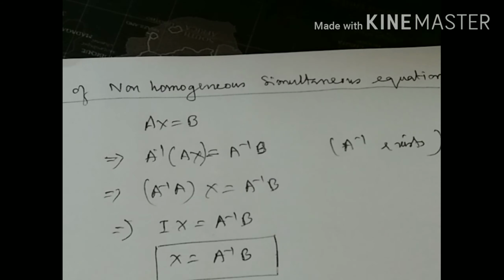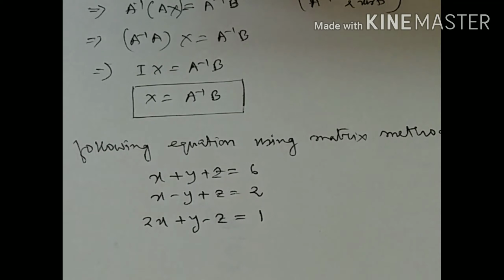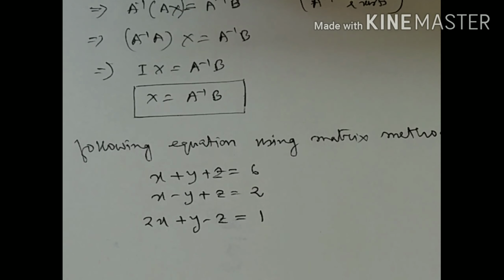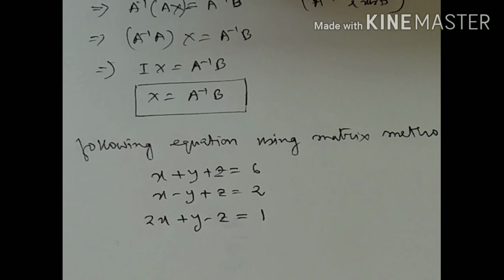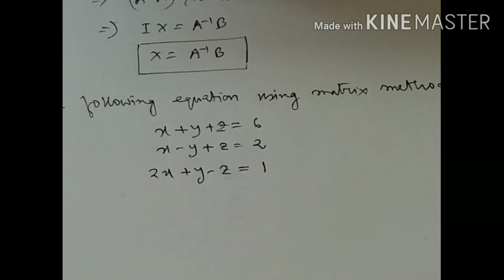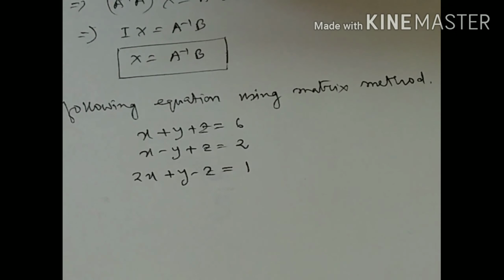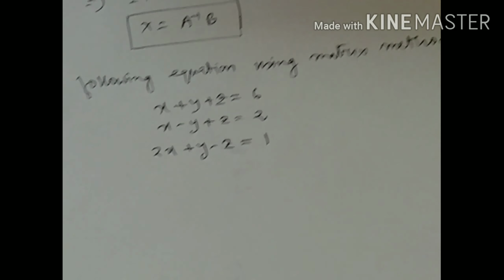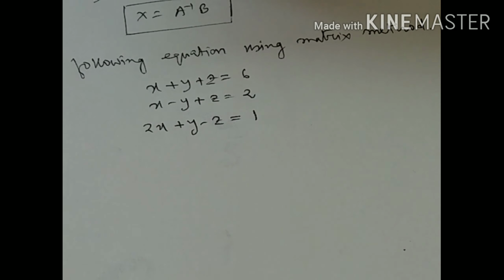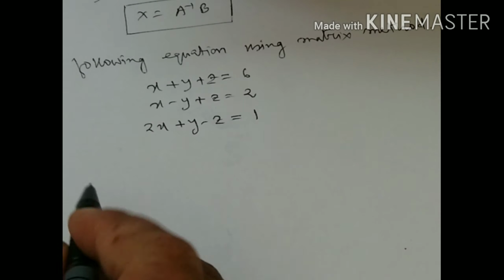So let us consider an example. This is the system of equations which we have to solve by the elementary row transformation matrix method: x + y + z = 6, x - y + z = 2, 2x + y - z = 1. First, we have to write the matrix form of this equation. So this equation can be written in matrix form.